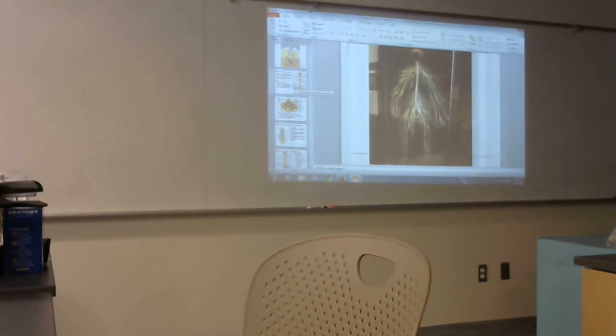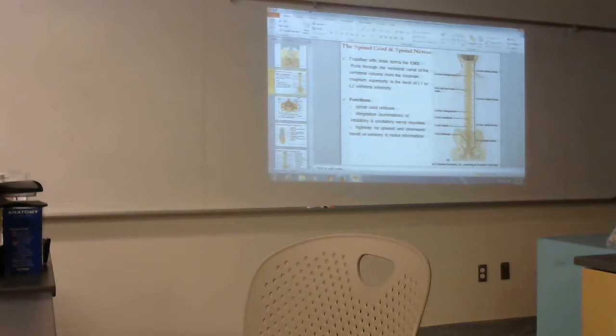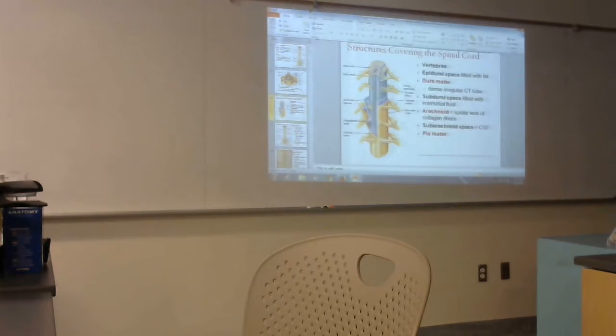Let's review again. What structures protect your spinal cord? What structures protect your spinal cord? I'm thinking, you remember? Give me a few structures that protect your spinal cord. Vertebrae. Yes, which is bone, vertebrae. Very good. What else? Yes, CSF. How about the meninges?